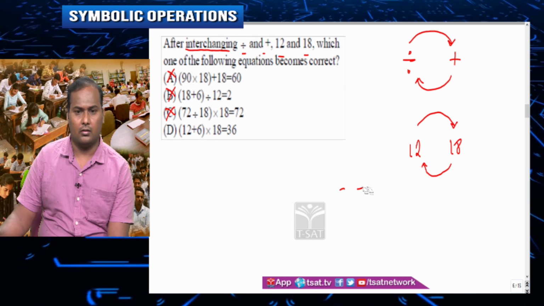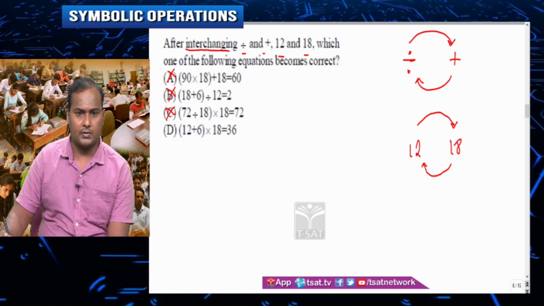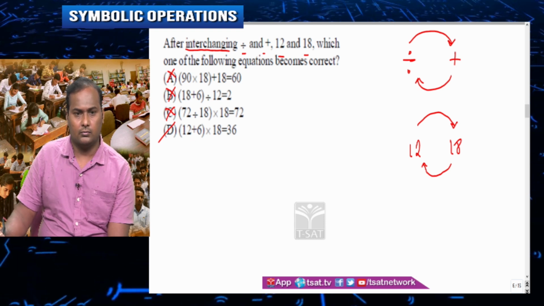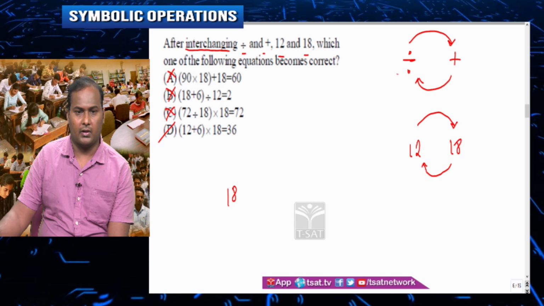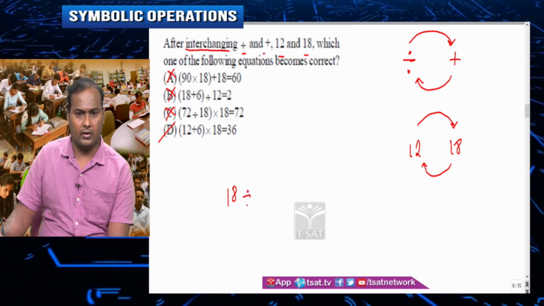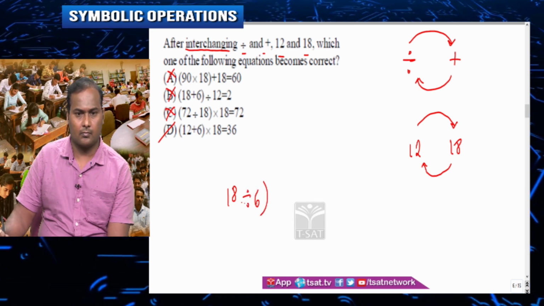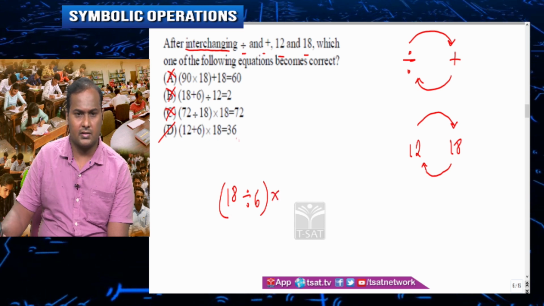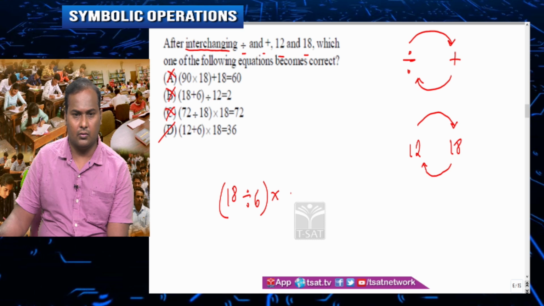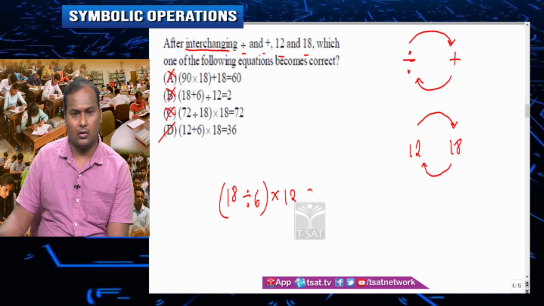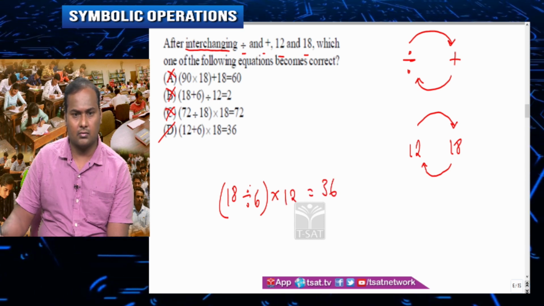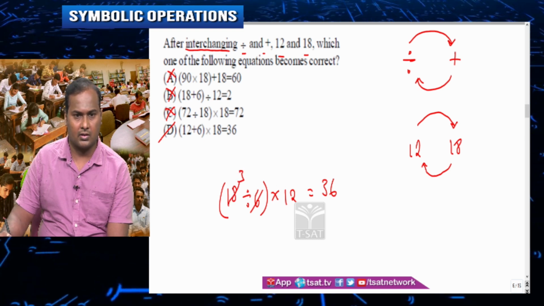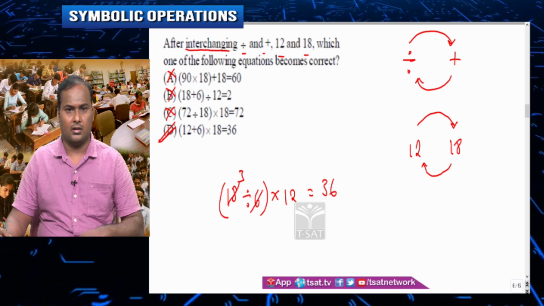Finally, your answer will obviously be option D, but let's check it. In place of 12 you put 18, in place of plus you put division, then 6, then multiplication as it is, and in place of 18 you put 12. Now we check whether it is equal to 36. Yes, 3 times 12 is 36. So option D is the answer.